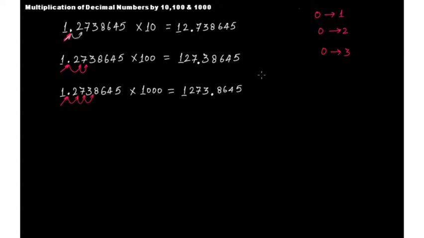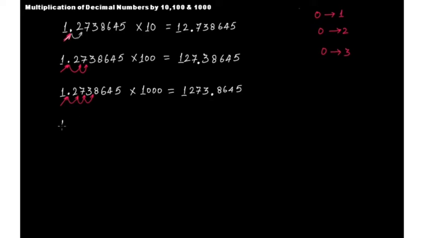So you can see that in every case, in this case it was 1 zero, it moved one time towards the right. In this case we had 2 zeros, so it came after 2 digits. In this case we have 3 zeros, so it came after 3 digits. Same thing you can continue with 10,000, 1 lakh, 10 lakhs. So let me show you.